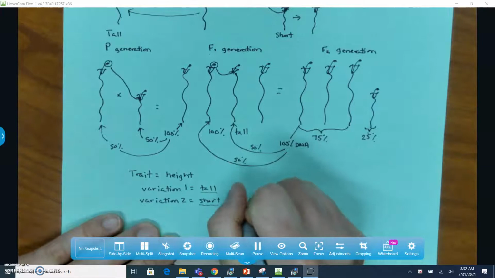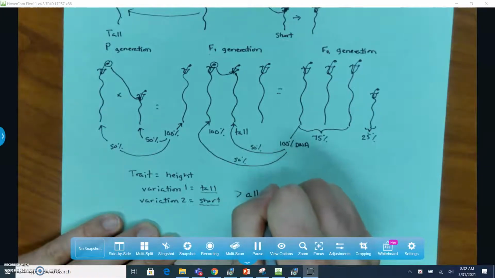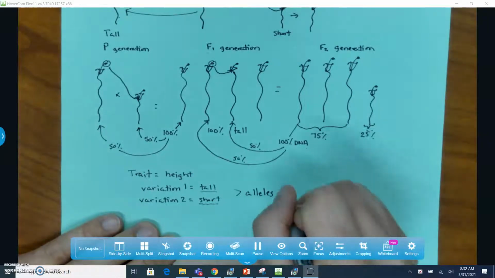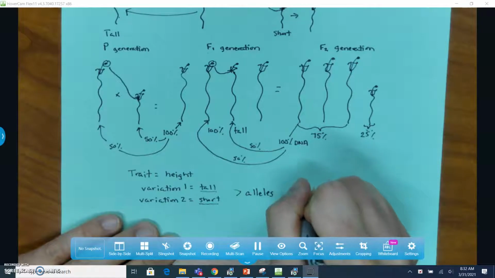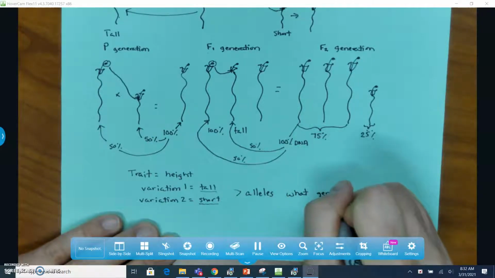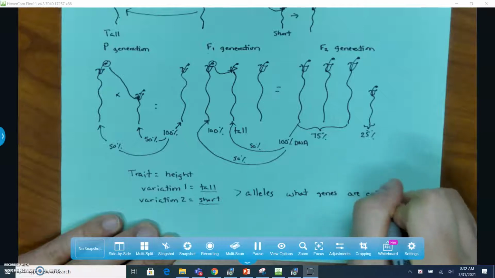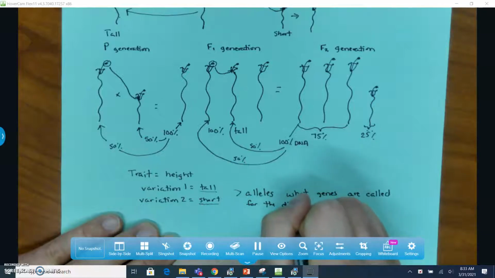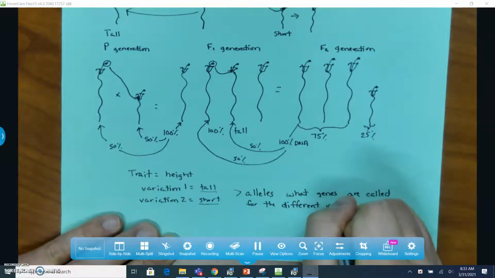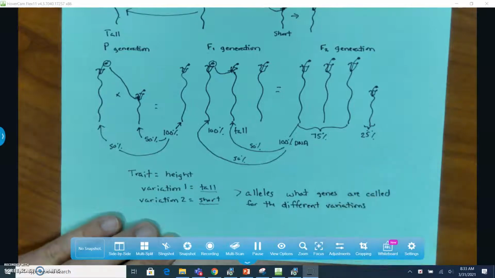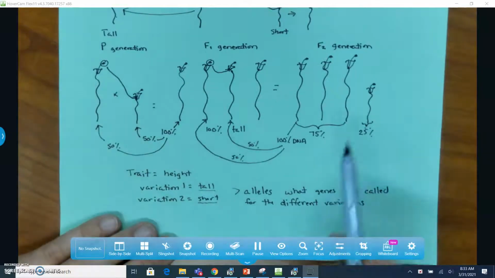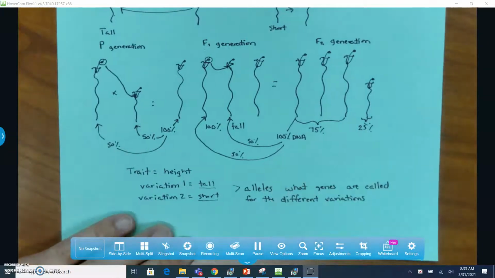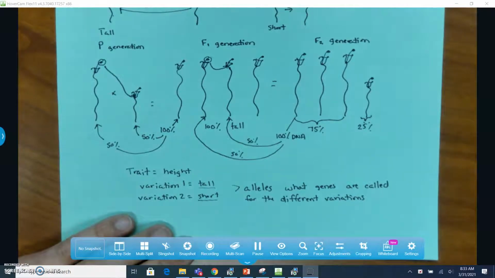And he came up with the term alleles. Alleles are what genes are called for the different variations. And he realized that each of these plants all have to have at least 2 alleles.